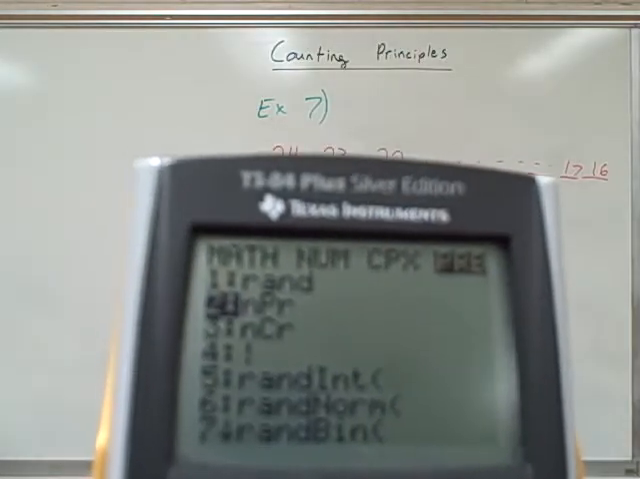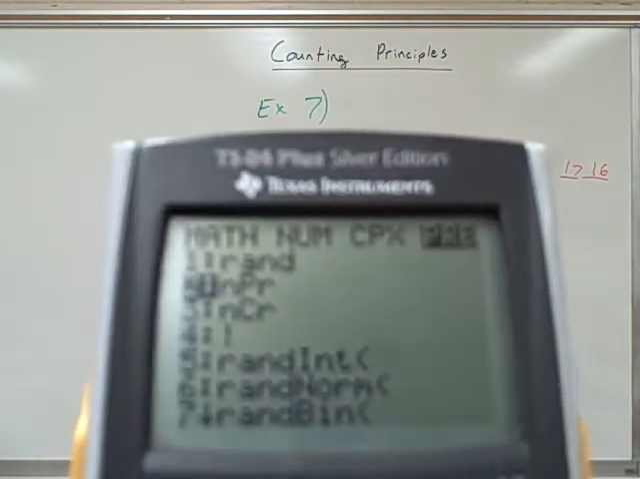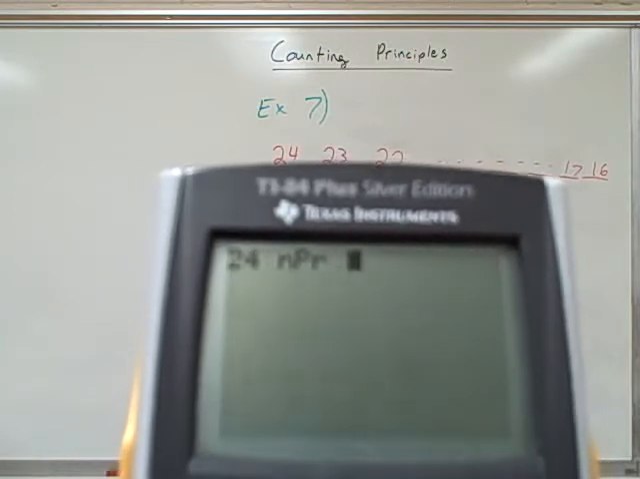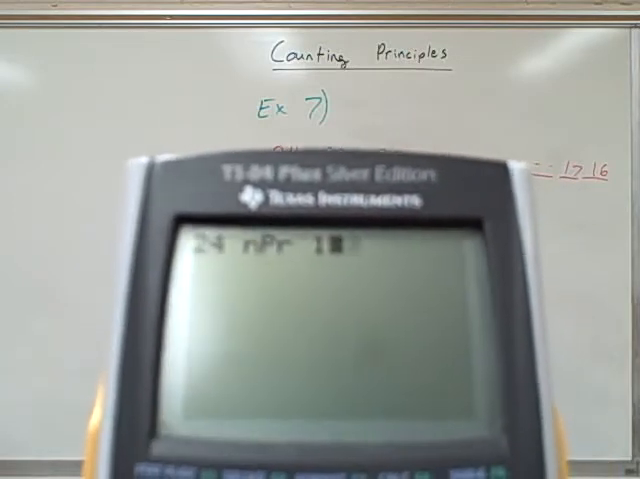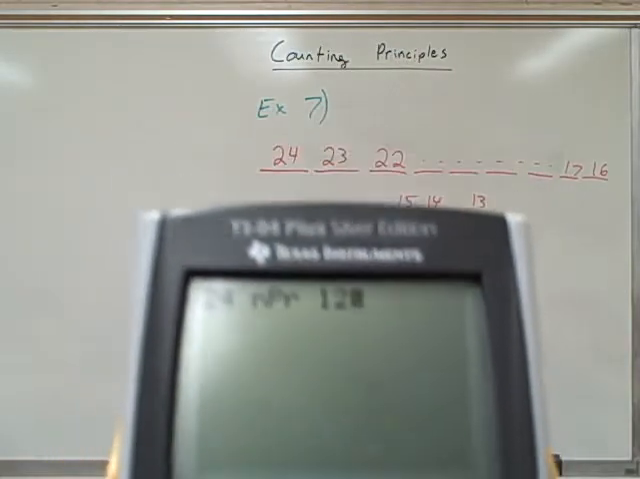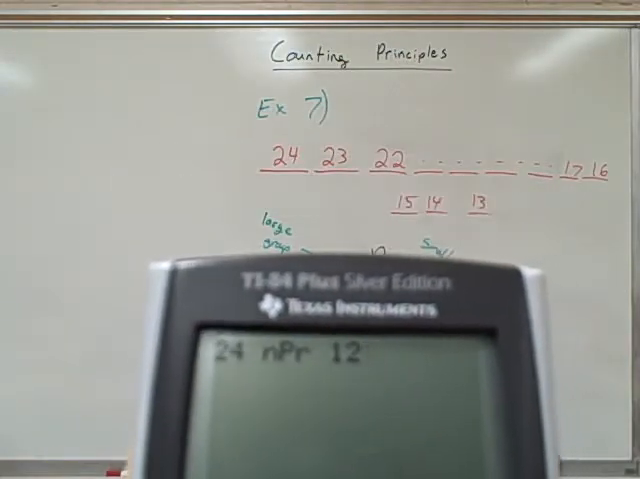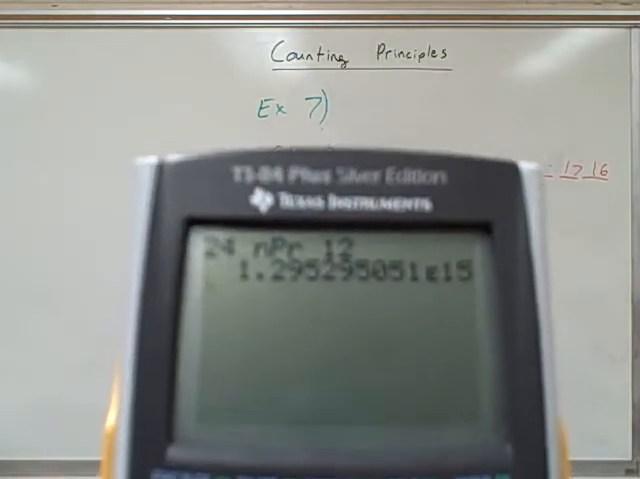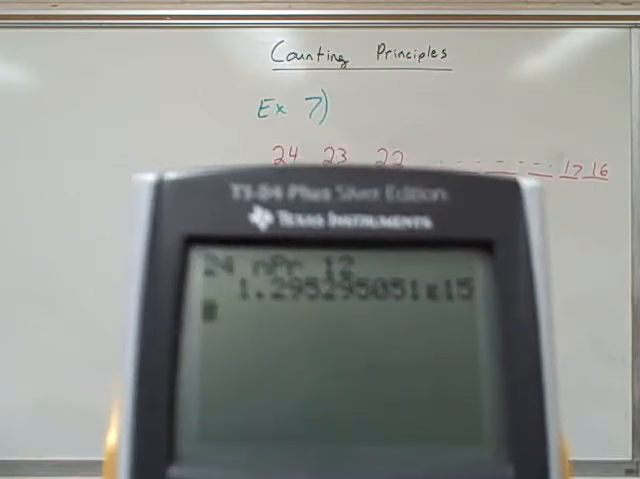See that nPr right there? And while we're here, take a look at that. nCr, we're about to use that one too. Just saying. 24, nPr, and then 12. When you hit enter, it's going to do all that stuff in red right there on the board that I didn't feel like doing, and you didn't either. There you go.